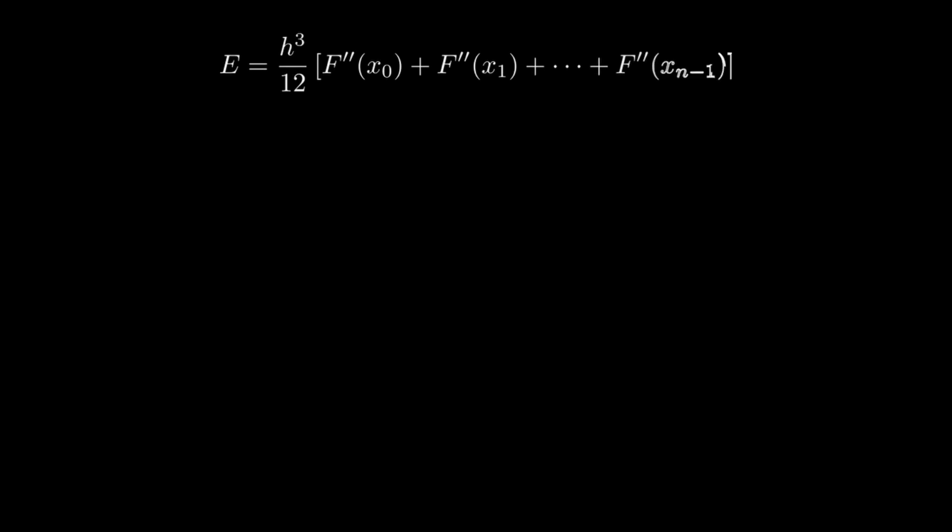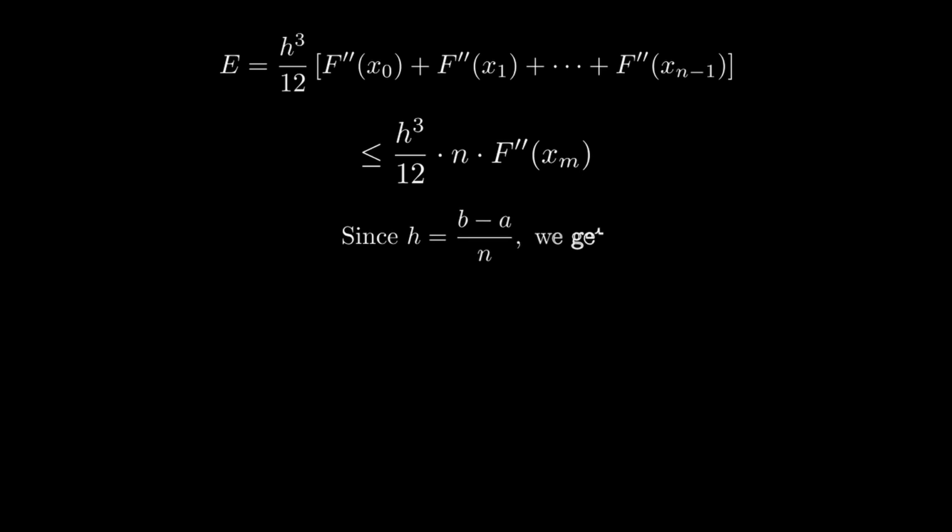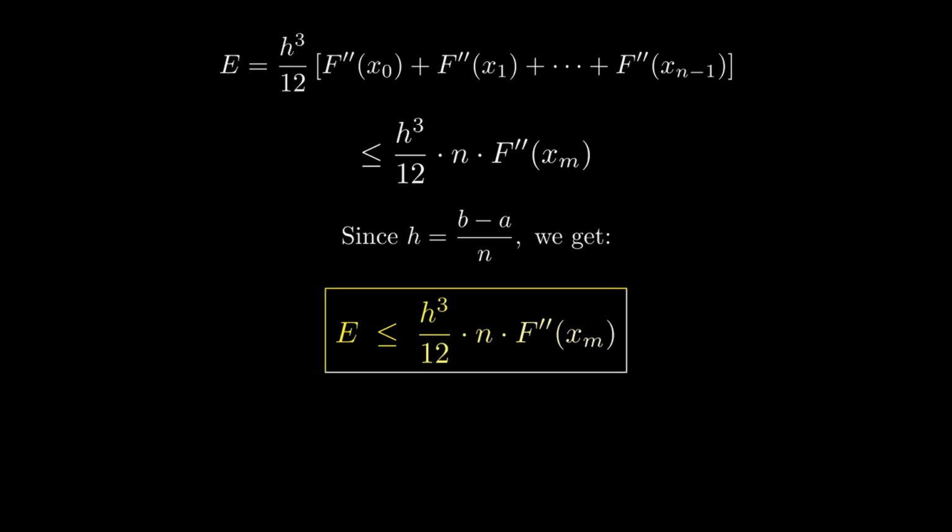Now we will proceed in a similar manner to obtain the error in all the intervals, which on adding together will give us the total error. Now in the bracket we have the sum of double derivatives at points x0, x1, x2 till xn minus 1. Now assume the point xm among these points at which the double derivative gives the maximum value. To find the maximum possible error, let's replace all of the terms with the double derivative of f(x) at xm. So the error will be less than or equal to h cubed times n times the double derivative of f(x) at xm upon 12.